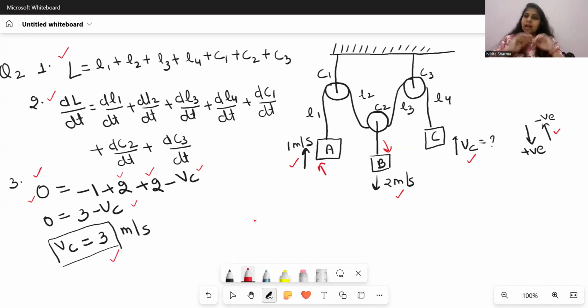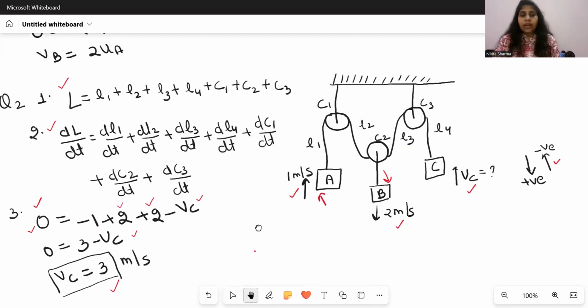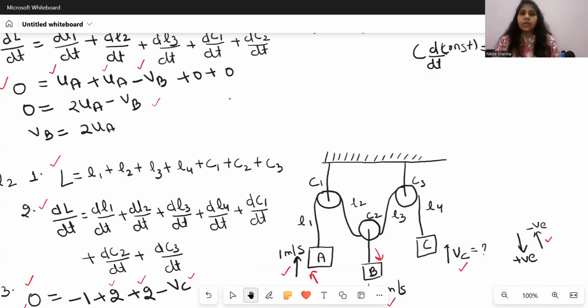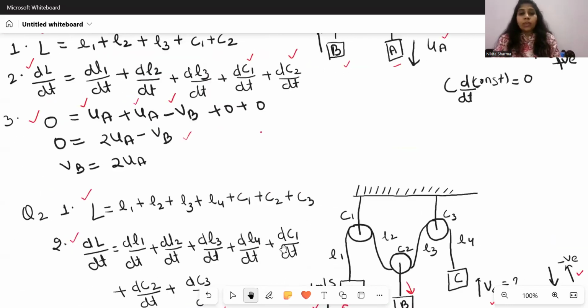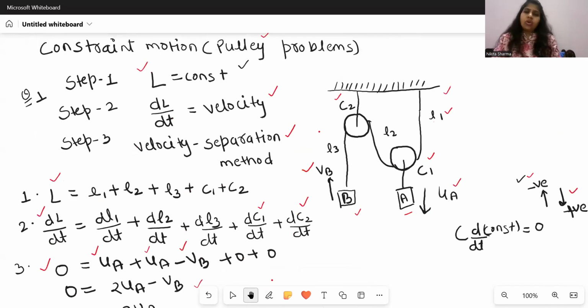So this is our session for today. I believe you all enjoyed this session. And we have learned a very important concept here: pulley problems may look very difficult, but they are not as such. We have to follow three simple steps to solve constraint motion pulley problems, and with these simple steps, we can find the solution.